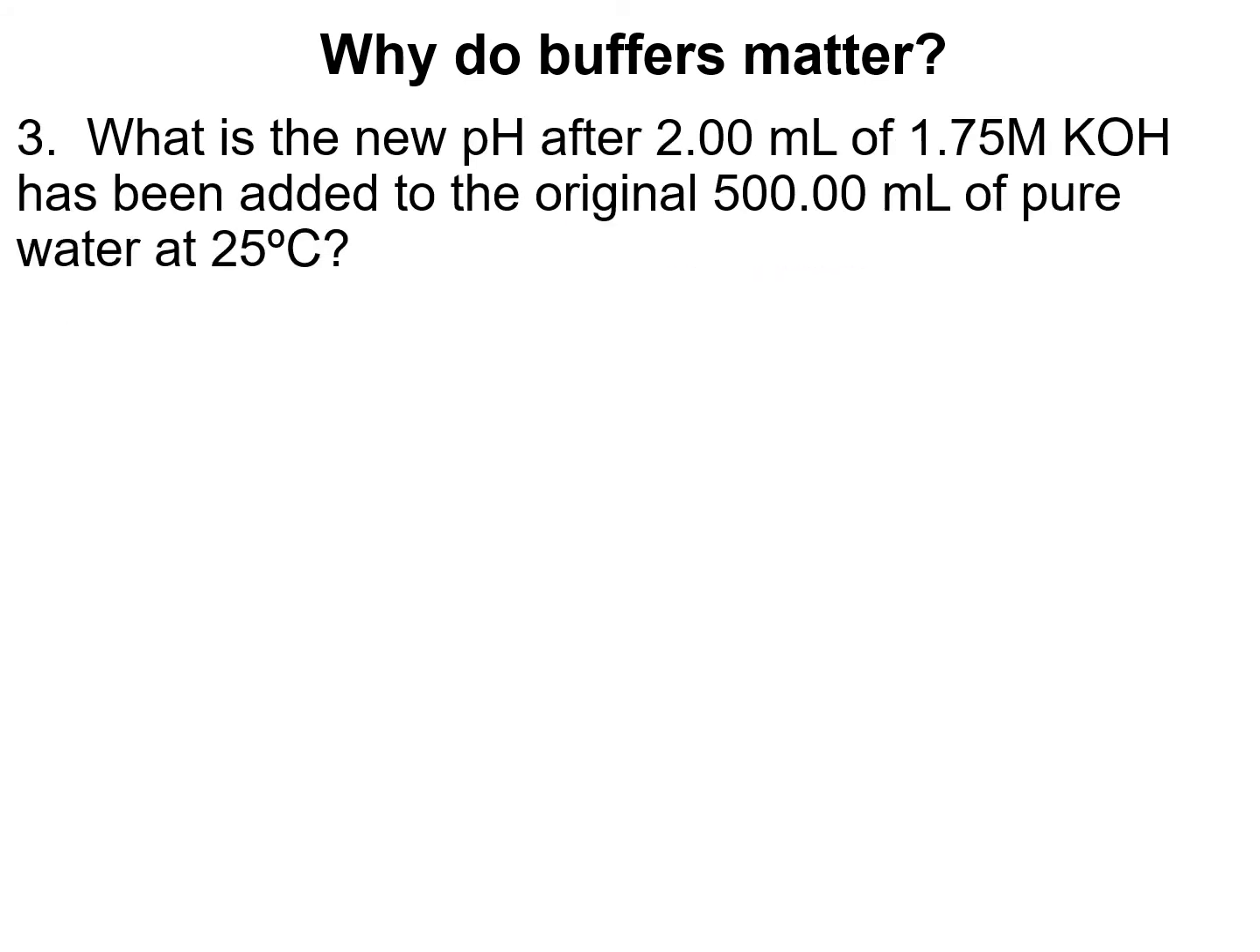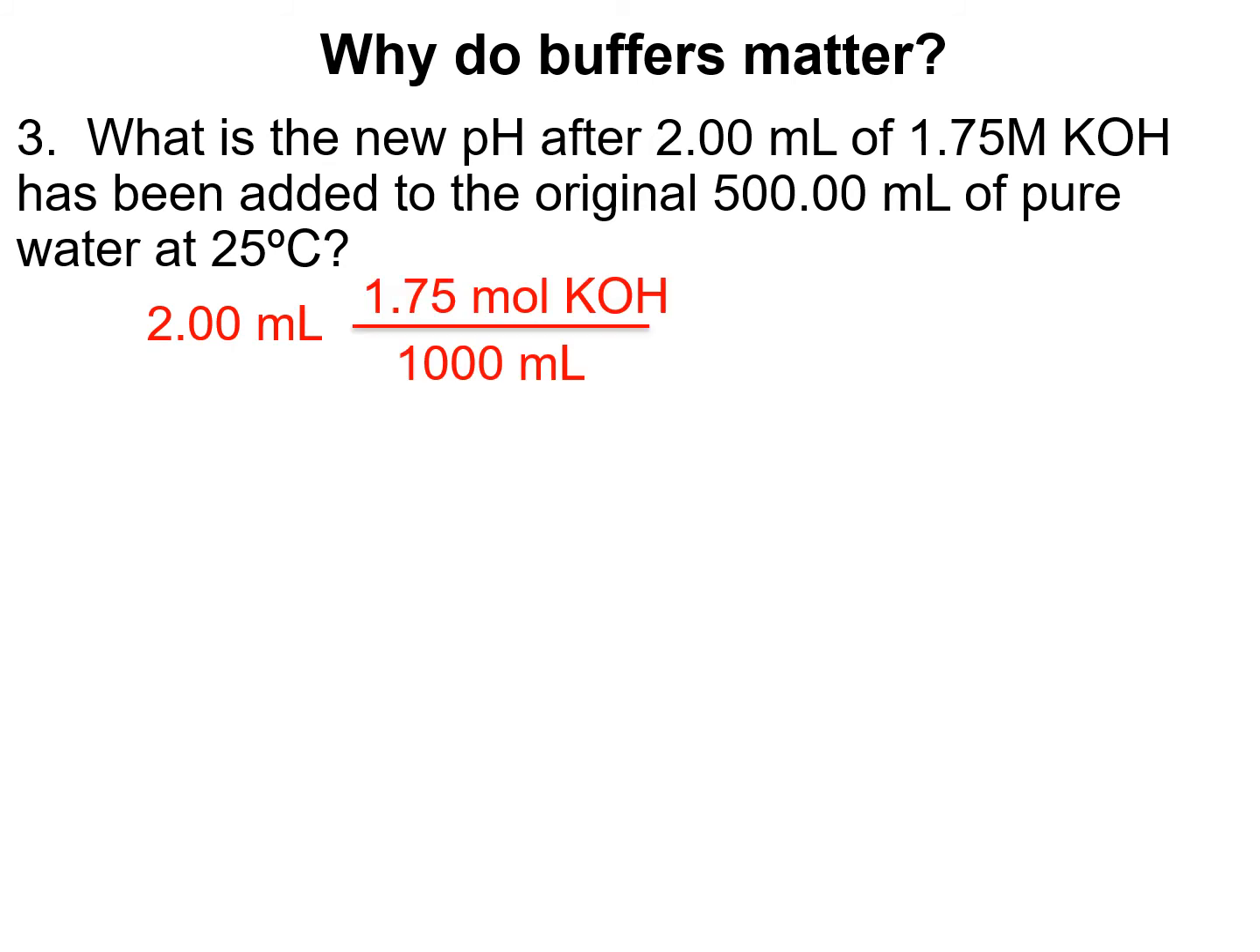In this example, I also am adding 2 milliliters, but I'm adding it of KOH. I'm going to do this one the exact same way. I'm going to use my milliliters of my base as well as my molarity in order to figure out how many moles of hydroxide I've made. Since this is a strong base, I know that that's going to give me the same amount of moles of OH minus.